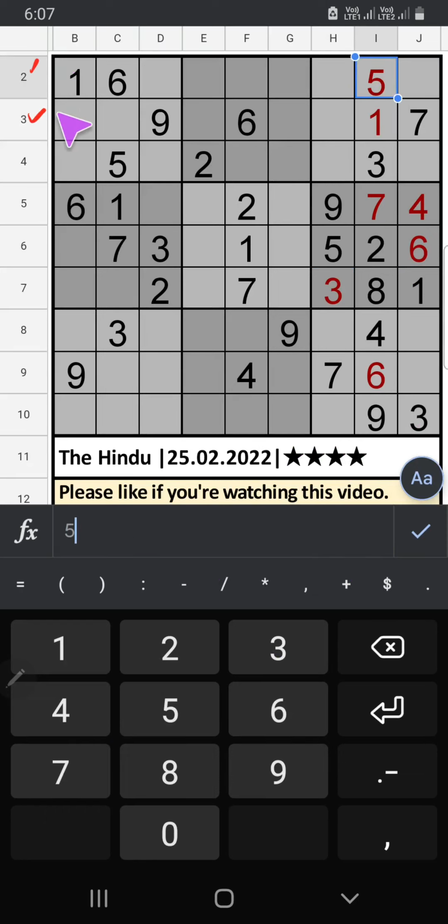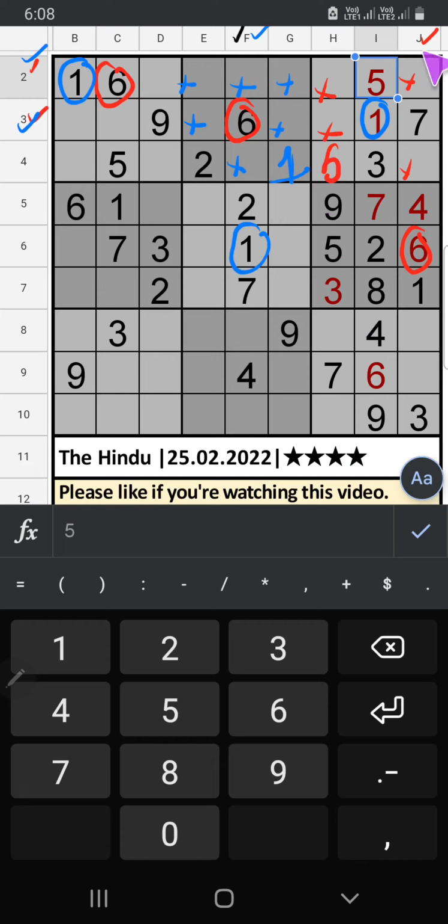Second row and 3rd row we have 6, so 6 can't come in these cells. Column J also we have 6, so 6 can't come in this cell, then 6 is confirmed here. 2nd row and 3rd row we have 1, so 1 can't come in these cells. Column F also we have 1, so 1 can't come in this cell, then 1 is confirmed here.